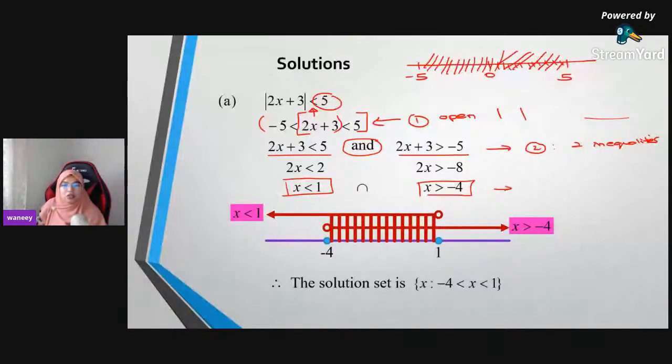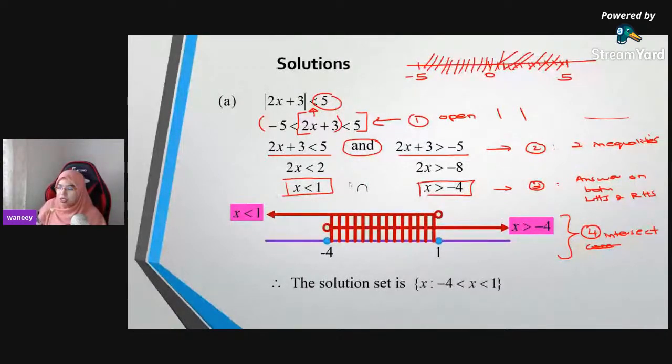So do make sure to have answer on both left hand side and right hand side. Okay, so now once you have the answer on both sides, this is the fourth step where we're gonna find the intersection. Sorry, ini kena intersection lah. Intersect your answer. Because from here we are using and. So first step, open the absolute value sign.